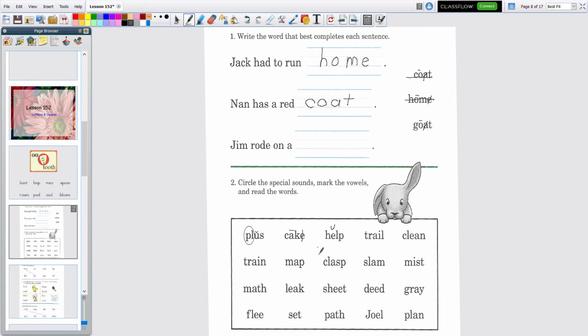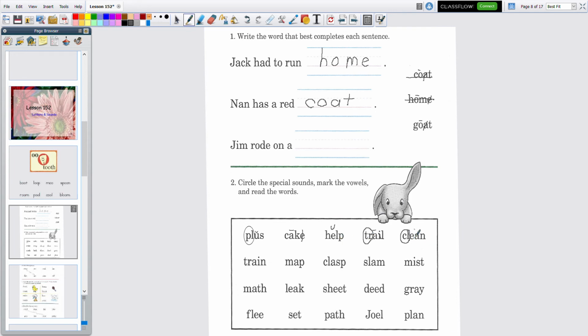Help. Remember, we always go this way. So if the L is first, you don't circle it. We have a special sound here. Tur, two vowels. Trail. Okay. Do we have a special sound here? Yes, we do. Now look at each word differently, because see, we have some that have special sounds and some that don't, but they all have vowels.